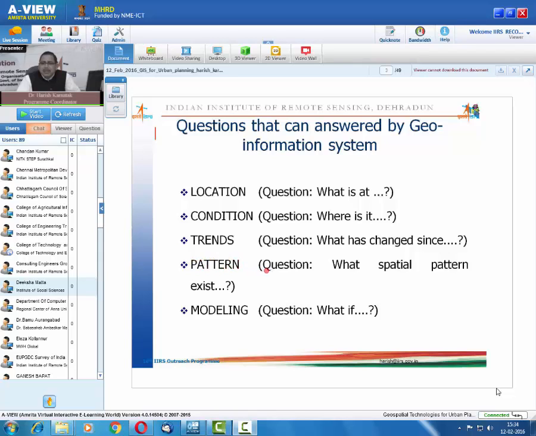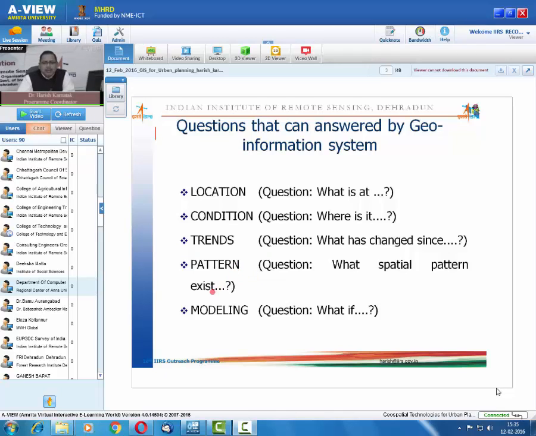The next question it can answer is about patterns, that is, what spatial pattern exists. One was the trend, and the second is patterns. So what kind of pattern is it giving us? Are there any rules or relationships existing, or can we derive some relationship between the different growth objects that we can study in this subject?